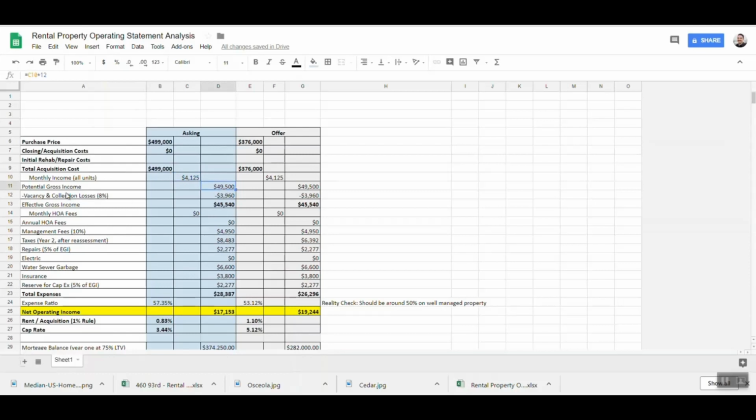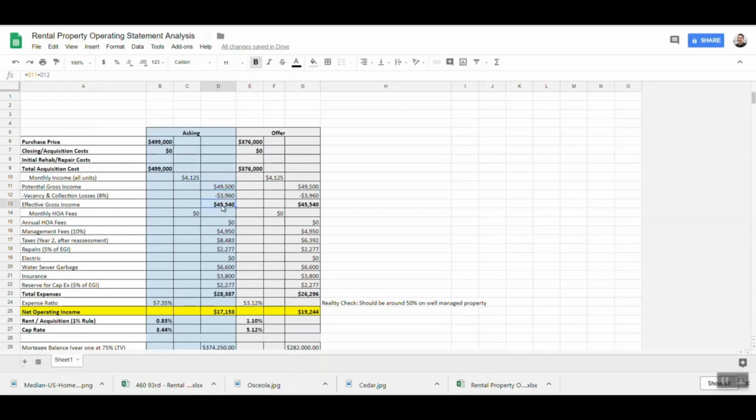I'm using 8%, which is maybe a little bit high in this current market, but it may not be high in other markets around the country or at different times. That basically means that we can have 1 month out of the year of vacancy in each of our units, which would be 8% of 12, of the year, and still end up at our effective gross income of $45,540.